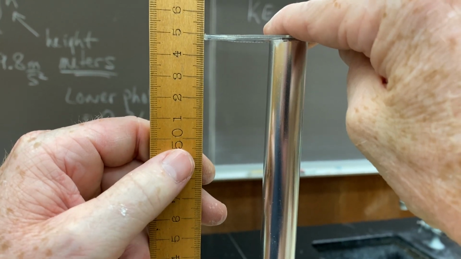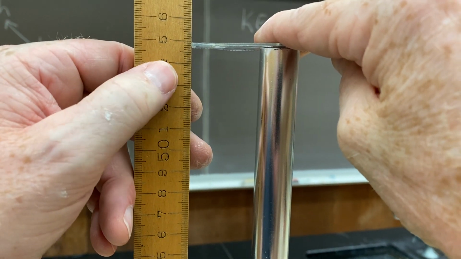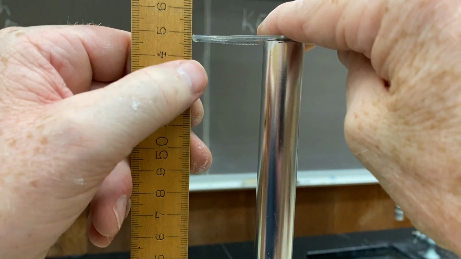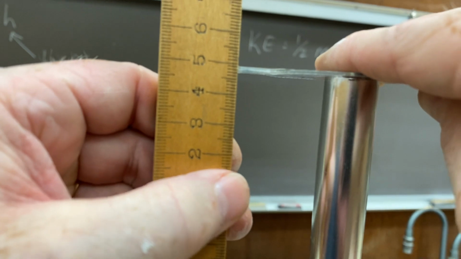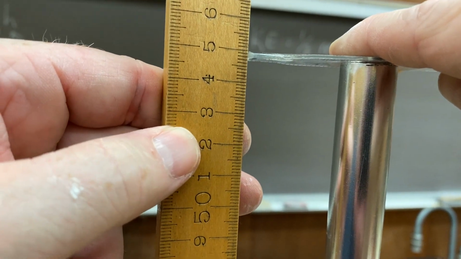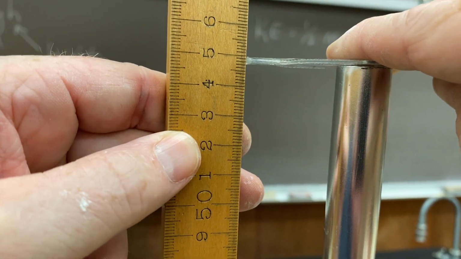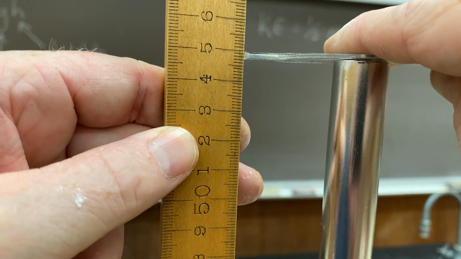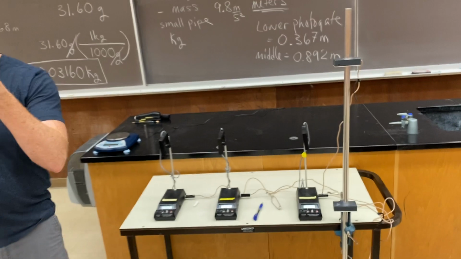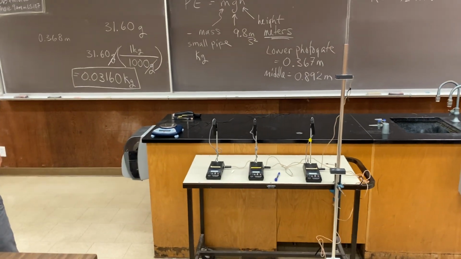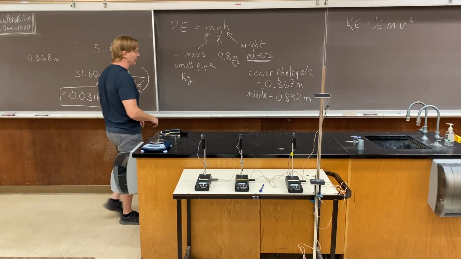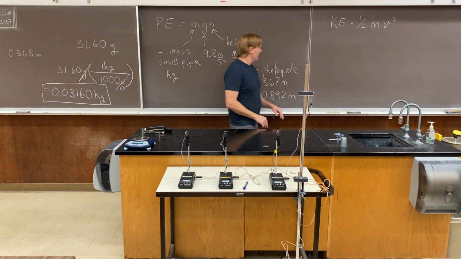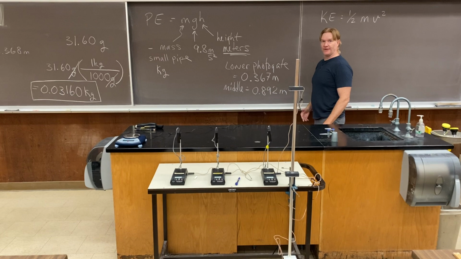Looks like it's 1.54, and then however many millimeters come after that, looks like maybe a 7 or so. So it looks like 1.547 possibly. Okay? All right, so we've got the height all figured out. I'll let you guys figure out the top and the middle. But this is all we have to do for the potential energy.